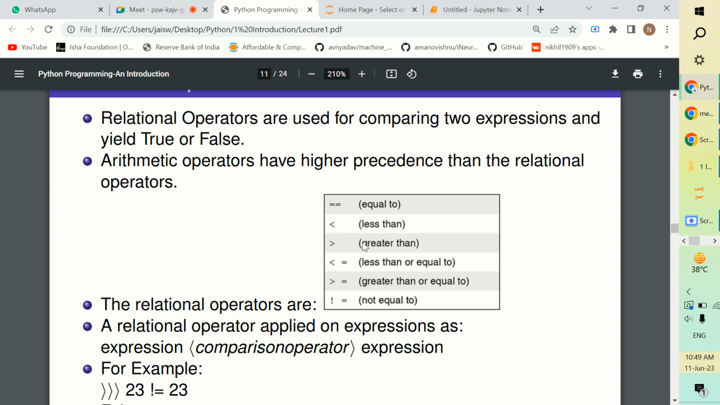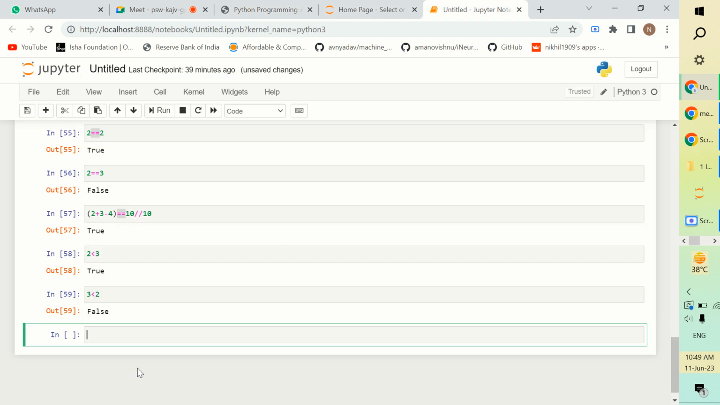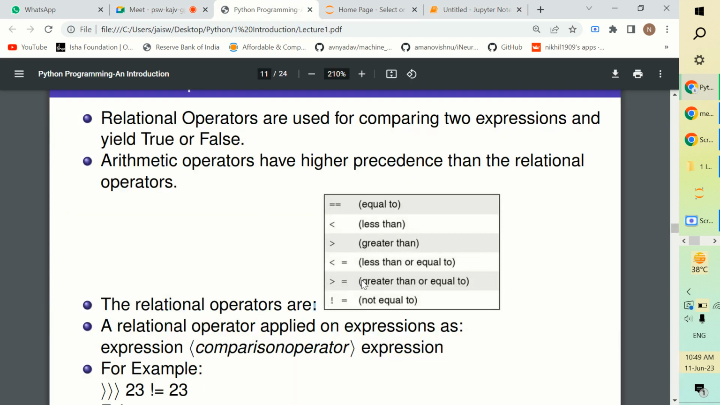Then after less than we have greater than, which works like less than only. Then less than equals to and greater than equals to. So if I write 2 less than equals to 5, it will give true because 2 is actually less than or equals to 5. But if I write 5 less than or equals to 2, it will give you false. If I write 5 greater than equals to 2, it will give true because 5 is actually greater than equals to 2.